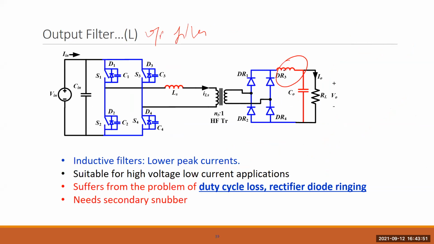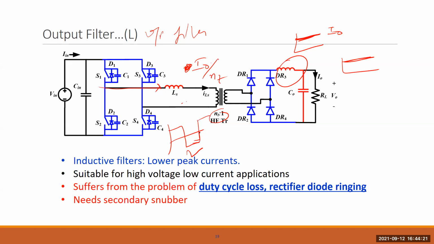And when it comes to inductor, so it is inductive output filter, so current is fixed. Say I naught. So what is the current at this side? N I naught, right? Turns ratio. Sorry, it is NT, so it will be I naught divided by NT. So simple. So here is lower peak current. Here it is say this current. And what will be the current here? Current here will be I naught by NT, or say I naught dash minus I naught dash.